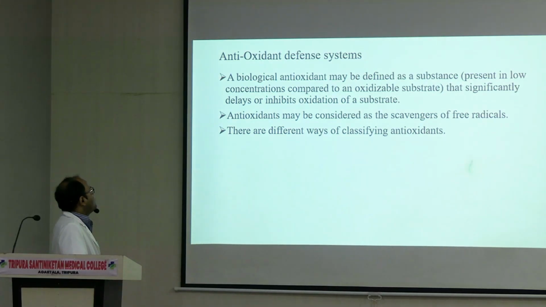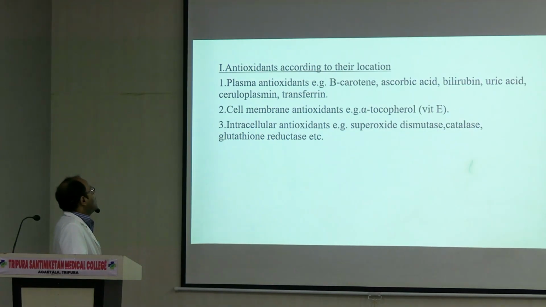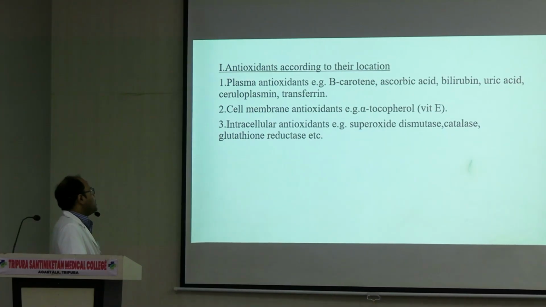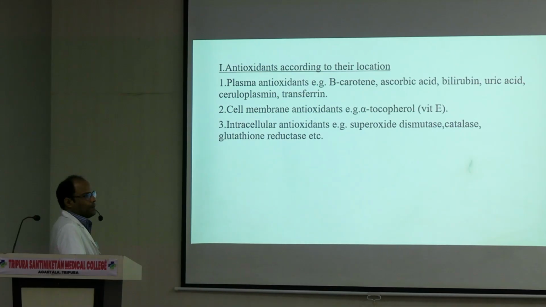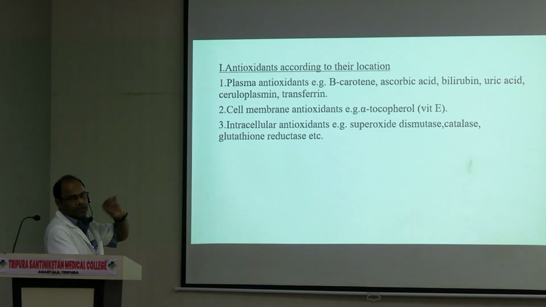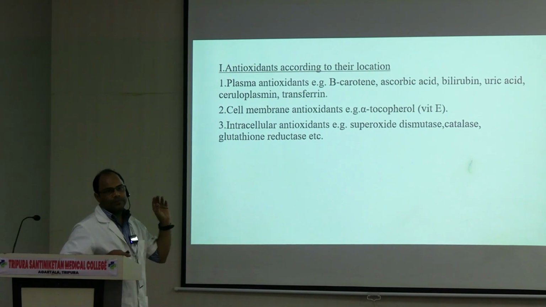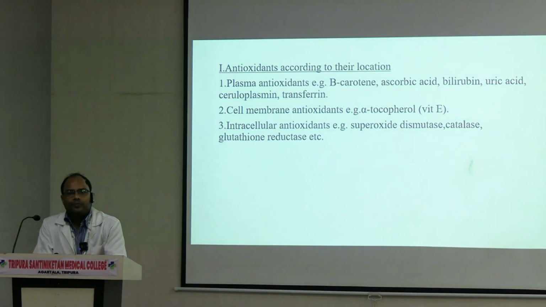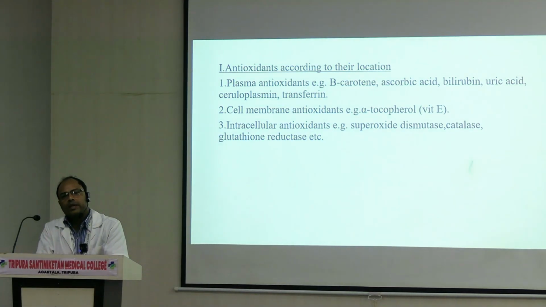Antioxidant defense system, just a quick review. They are divided according to location, like plasma. In plasma we have beta carotene, vitamin C, bilirubin, uric acid, ceruloplasmin, transferrin, etc. In the cell membrane we have vitamin E, tocopherol. Vitamin E is present in the cell membrane. They sit there, and if a radical forms, they absorb this radical and themselves turn into a radical, but this is not actually reactive. Okay, tocopheroxyl radical.